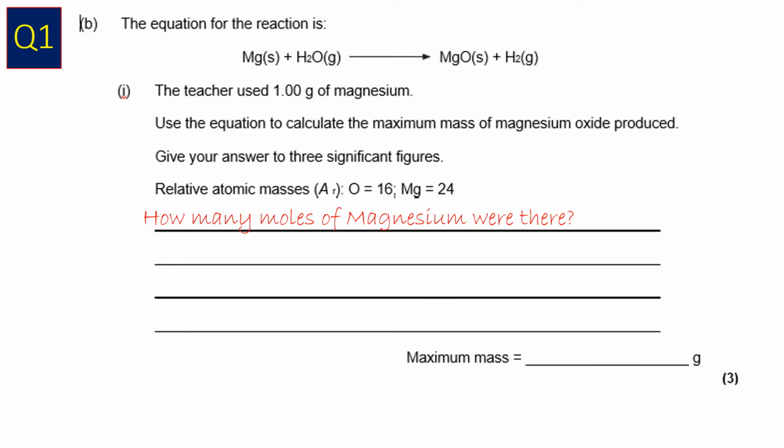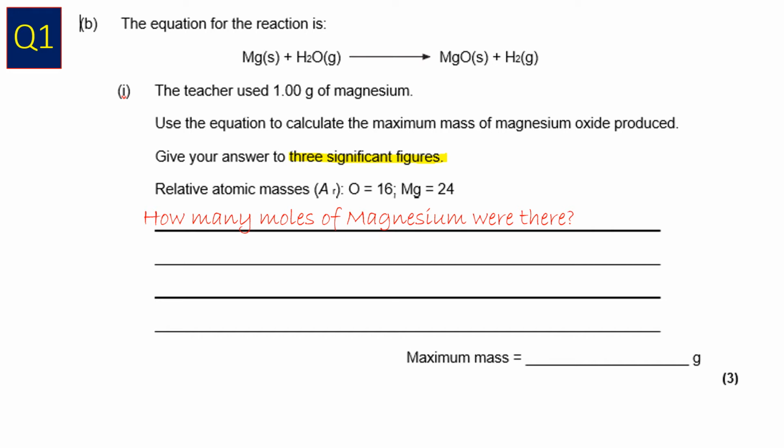1b, the equation for the reaction is magnesium plus water makes magnesium oxide plus hydrogen. The teacher used 1 gram of magnesium. Use the equation to calculate the maximum mass of magnesium oxide produced. Give your answer to 3 significant figures. That's going to be important later on.